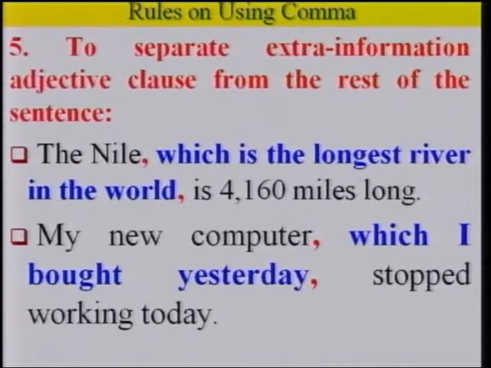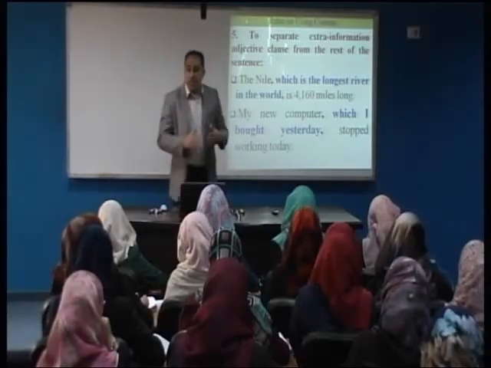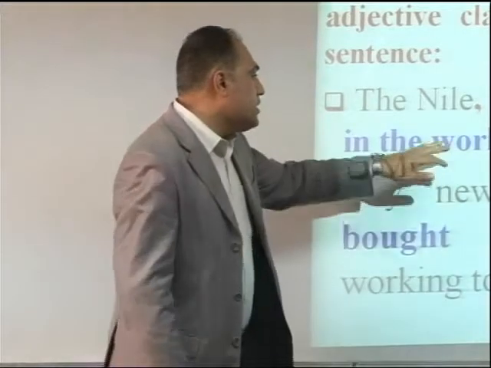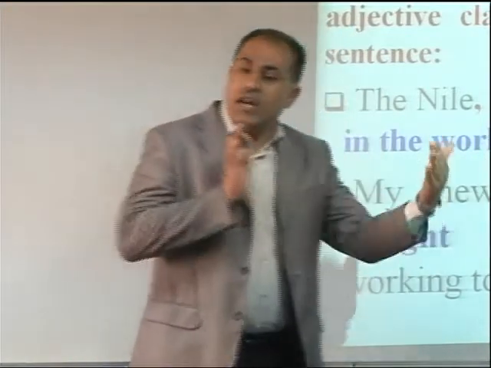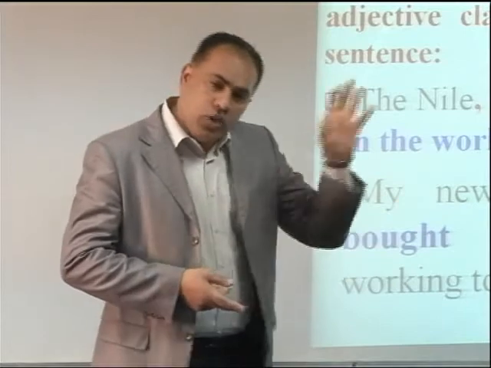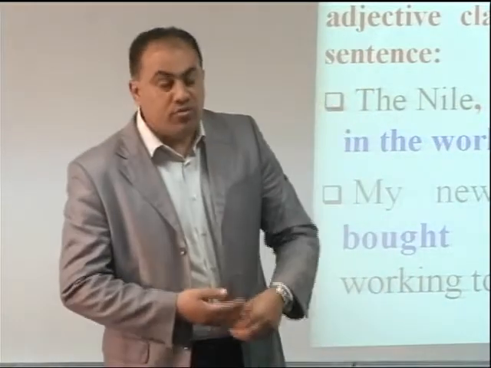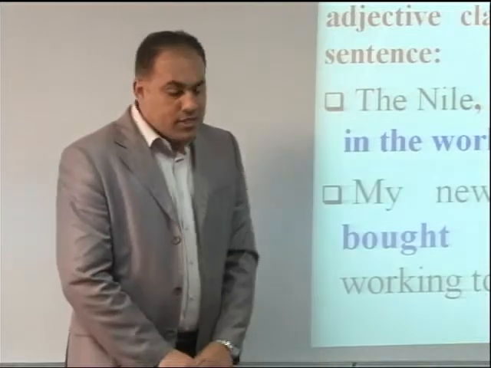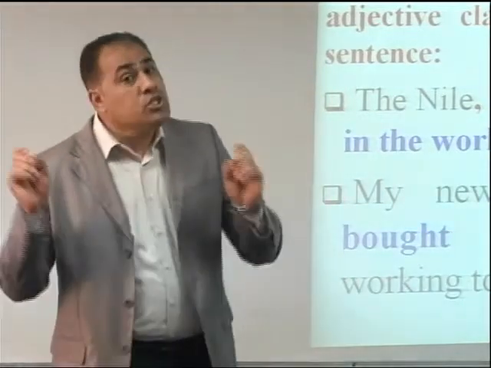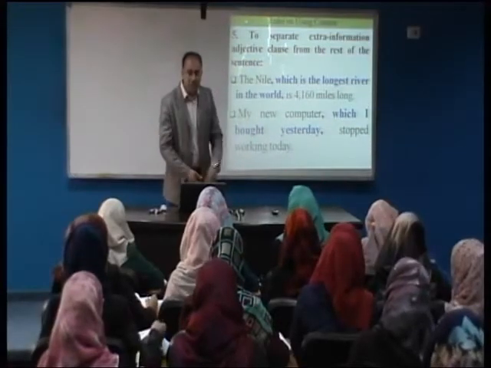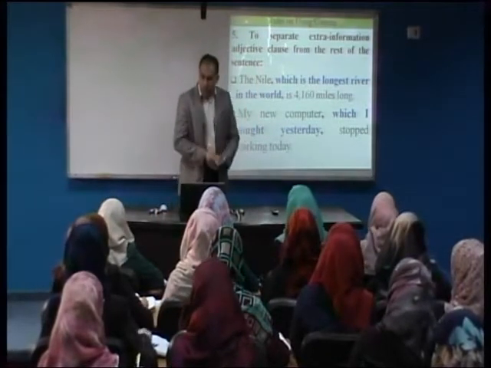Number 5 is something similar, which is to separate extra information in adjective clauses. For example, the Nile, which is the longest river in the world, comma, comma, is 4,160 miles long. Notice that we consider it an adjective clause, but it's not necessary. We'll talk about it later. It is called a non-restrictive, non-defining clause. We use a comma to separate it from the main sentence. Or we can say, my new computer, which I bought yesterday, comma, comma, stopped working today. So adjective clauses that are extra, non-essential information to the sentence, we separate by using commas.